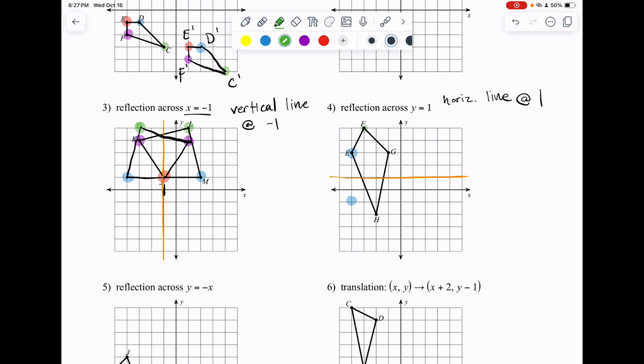Similarly, F is 4 units above the line, so it's going to go 4 units below the line. And G is 2 units above the line, so it's going to go 2 units below the line. And H is the only one that's a little bit different. It starts below the line 3 units. So that's 1, 2, 3. So it's going to go up 1, 2, 3 above the line.